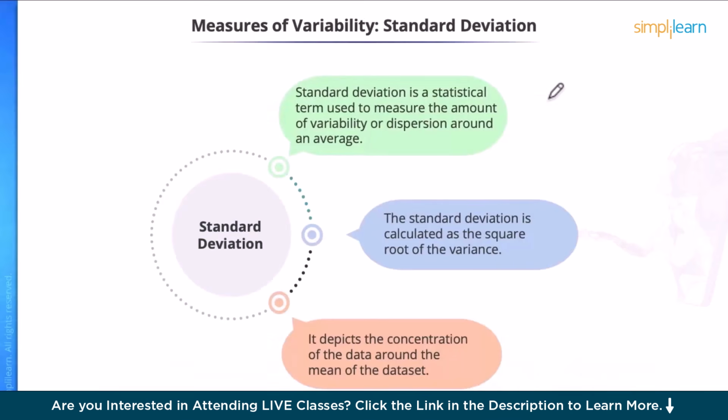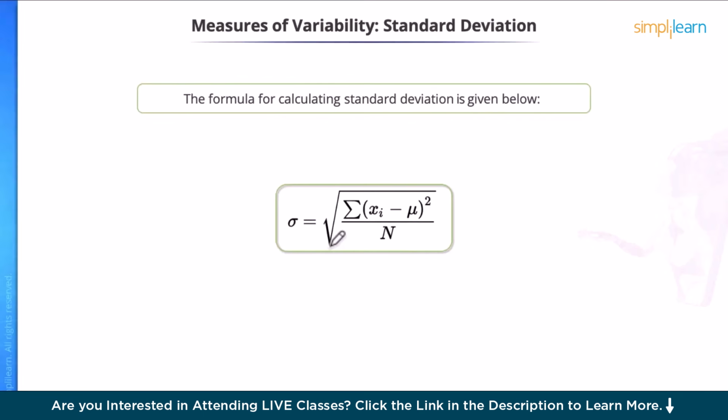Standard deviation. Standard deviation is a statistical term used to measure the amount of variability or dispersion around a mean. The standard deviation is calculated as the square root of variance. It depicts the concentration of the data around the mean of the dataset. Standard deviation, as indicated previously, can be computed as the square root of variance.